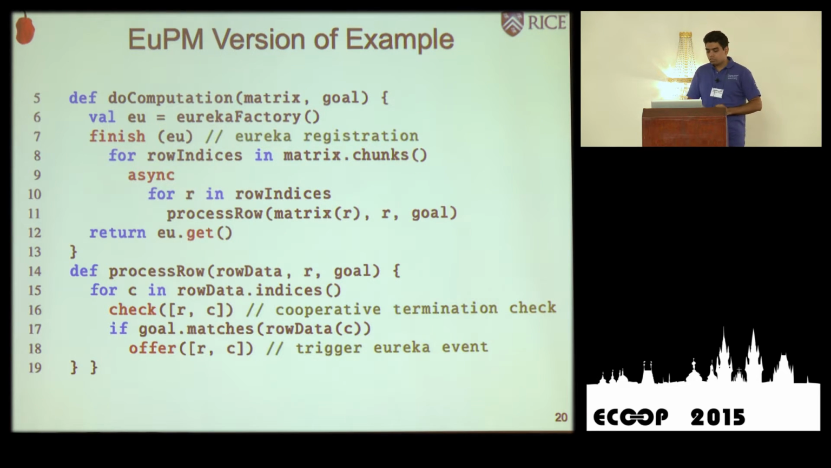In the method process row, the place where we were updating the result, now we have that replaced by an offer call. That's how you notify that you found a result. And we have this added method called check for cooperative termination. Any place we want to check for termination, we have this call to check. So that's the only difference from the async finish program. So effectively just 3 or 4 lines.